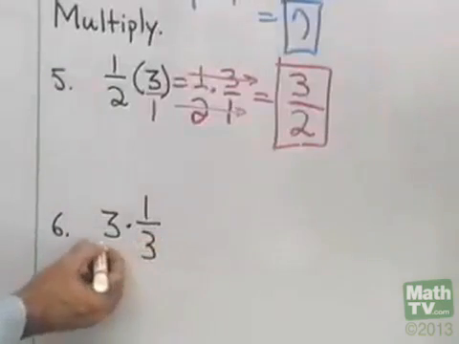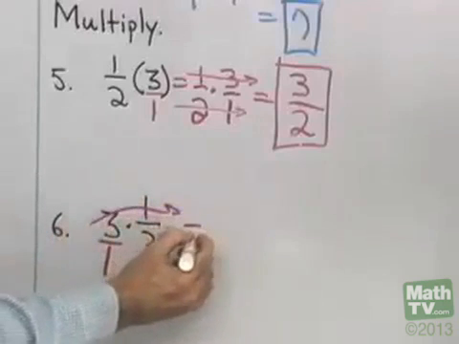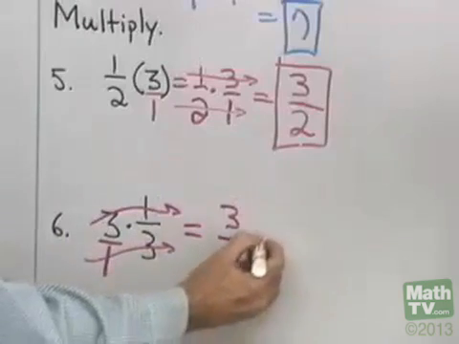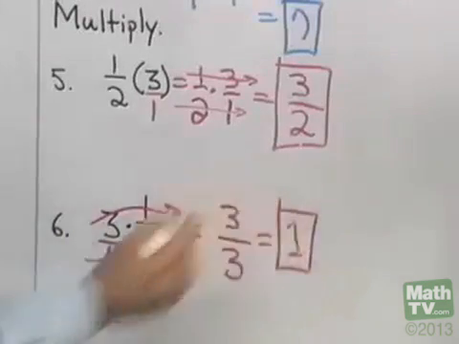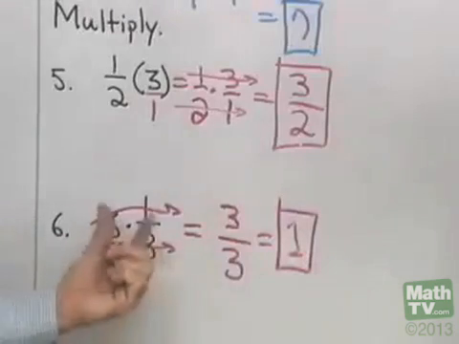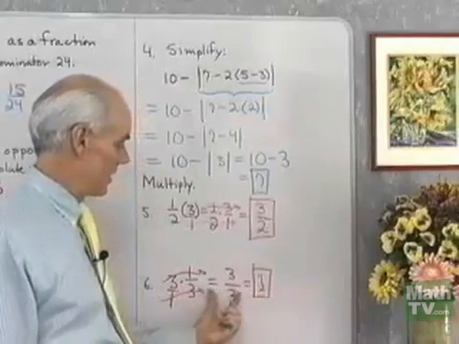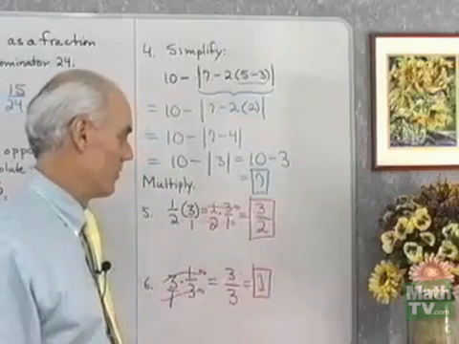3 times 1/3. 3 is the same as 3 over 1. 3 times 1, when I multiply the numerators, is 3. 1 times 3 is 3. And then 3 over 3 is the same as the number 1. So the numbers 3 and 1/3 are reciprocals, so we know it comes out to be 1, but I'm going to write it like this so I can see it as a multiplication problem with fractions. 3 over 3 is the same as the number 1.